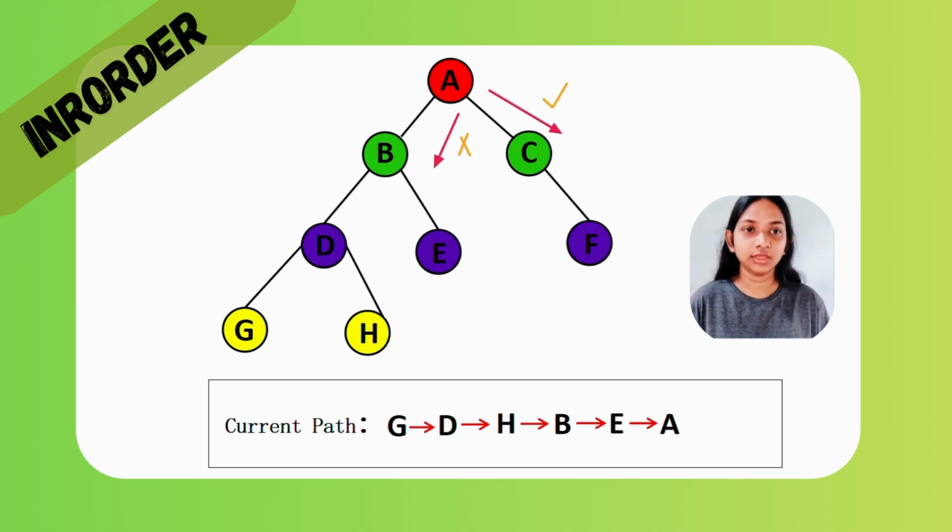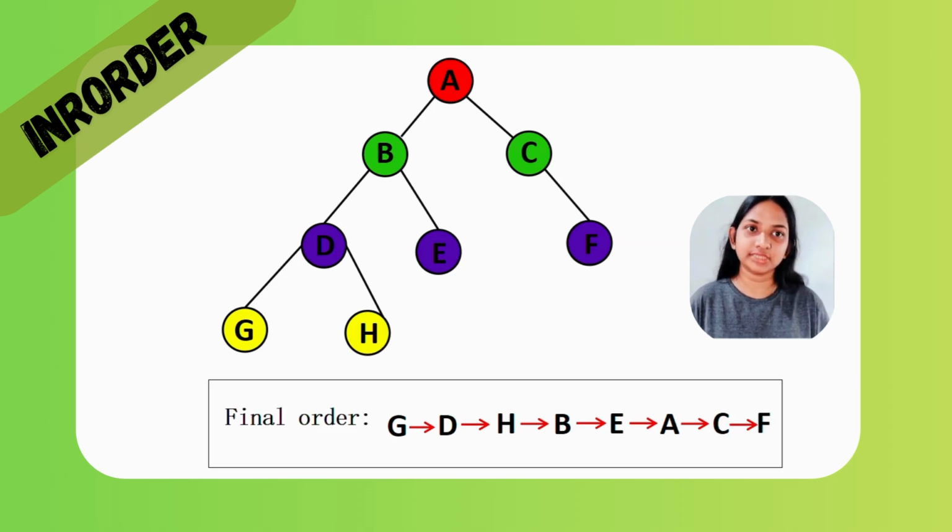Remember the rule. Check the left side of the C first. There is nothing there, so we visit the root C immediately. Finally, we go to the right of the C and find F. Then visit F. The final order is G, D, H, B, E, A, C, F.